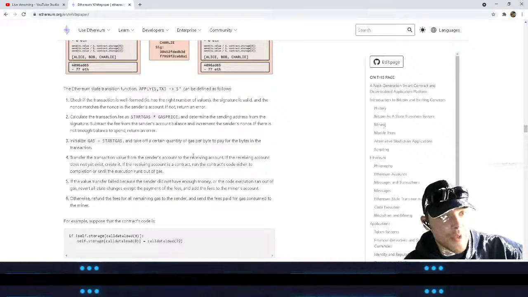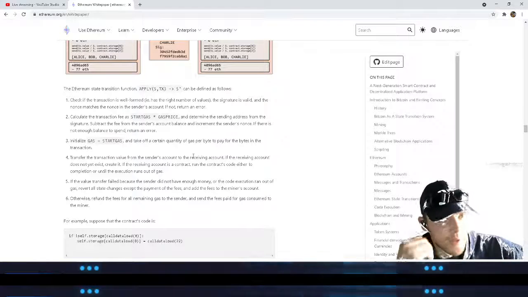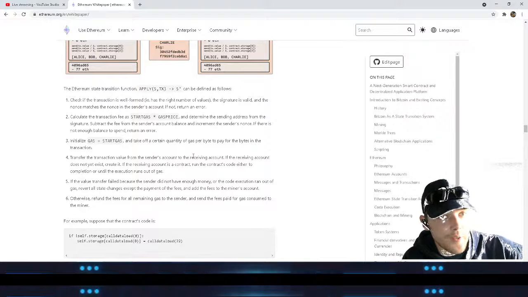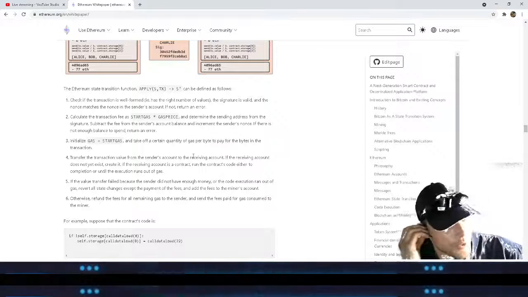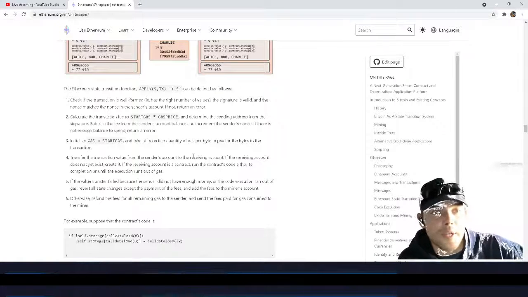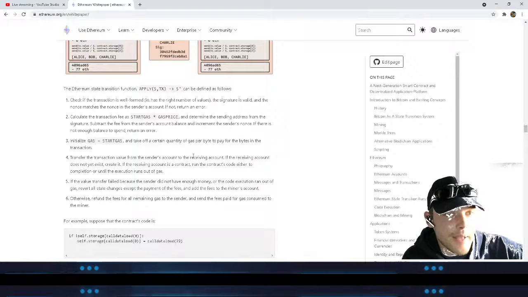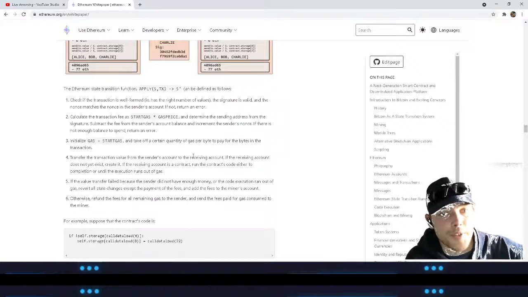Number 3, initialize gas equals start gas and take off a certain quantity of gas per byte to pay for the bytes in the transaction. Number 4, transfer the transaction value from the sender's account to the receiving account. If the receiving account does not yet exist, create it. Number 5, if the receiving account is a contract, run the contract's code either to completion or until the execution runs out of gas. If the value transfer failed because the sender did not have enough money or the code execution ran out of gas, revert all state changes except the payment of the fees and add the fees to the miner's account.